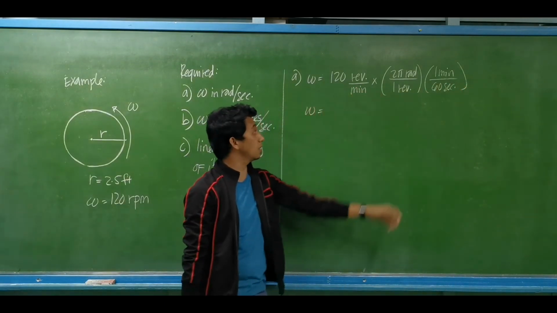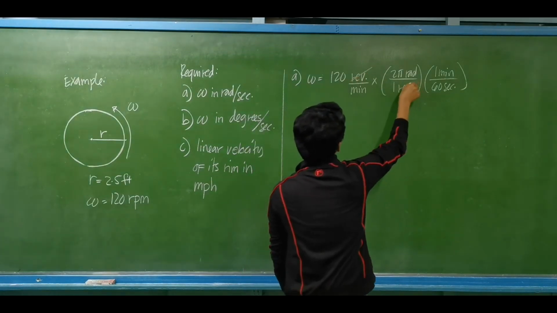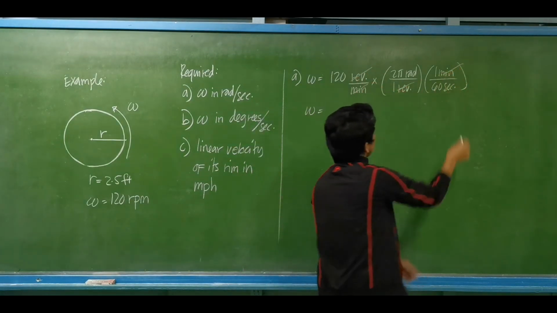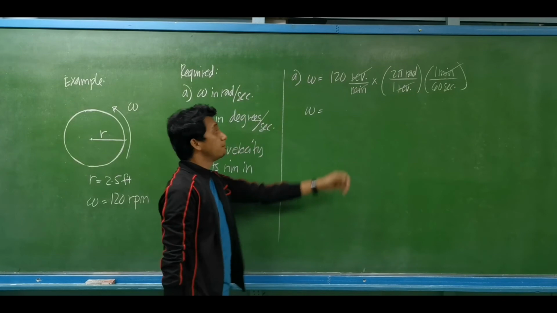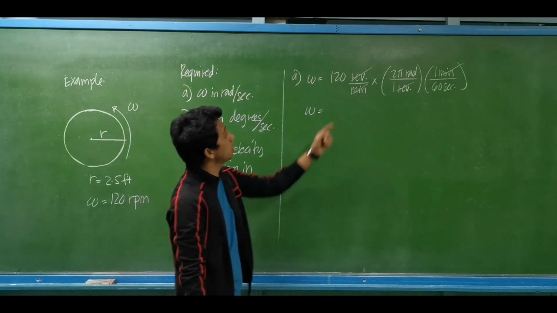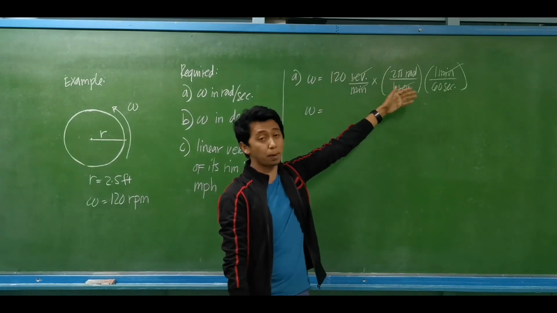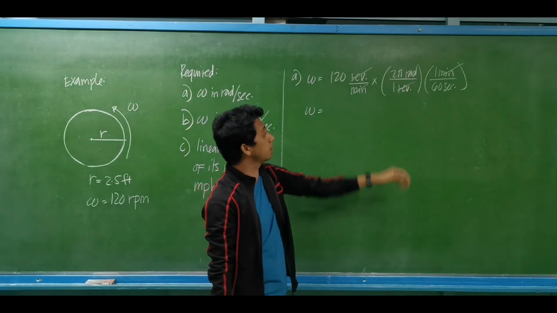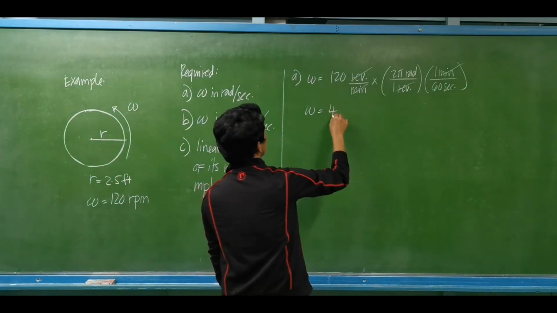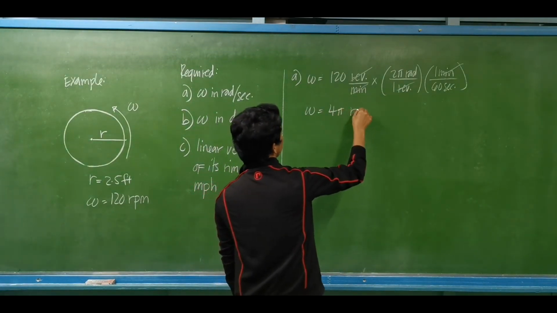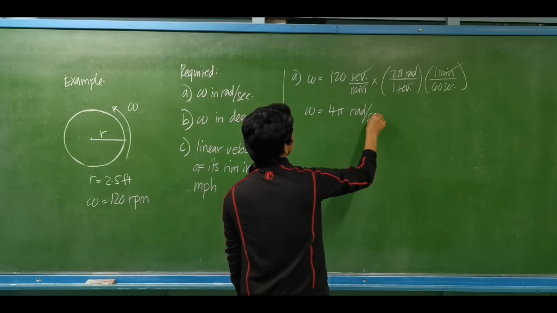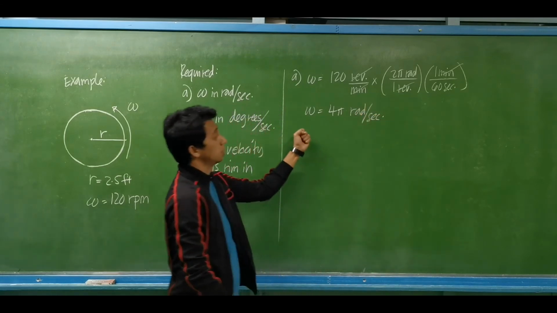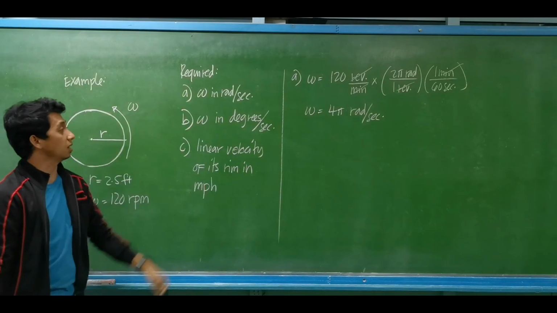If we do unit analysis, we may cancel revolutions and minute. The remaining units will be radians per second. So that will be the same as 120 times 2 pi, that is 240 pi divided by 60. That is the same as 4 pi. The units now are radians per second. So that will be our answer for letter A.